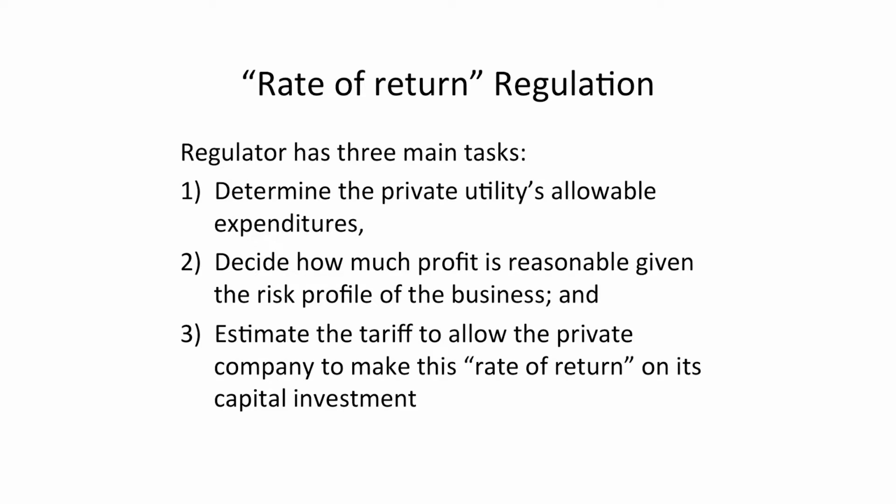The most common approach used in industrialized countries to regulate private water utilities is called rate of return regulation. With rate of return regulation, the regulator has three main tasks. The first is to determine reasonable expenditures by the private water company. Note how different this is from a private corporation that assumes the commercial risk associated with this expenditure decision. The second is to decide how much profit or rate of return is reasonable given the capital at risk and the risk profile of the business.